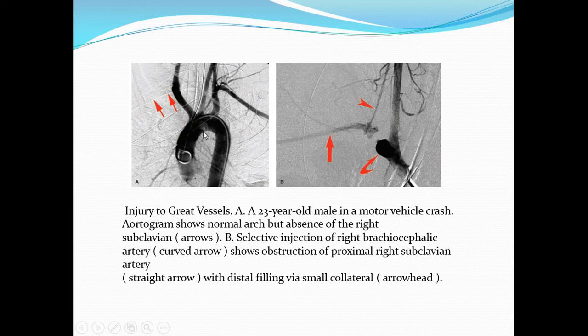The aortogram shows a normal arch, but there is no right subclavian. You cannot see any, just the common carotid. On selective catheterization of the brachiocephalic trunk with contrast injection, there was an occlusion of the right subclavian, with contrast passing distally through this collateral artery.